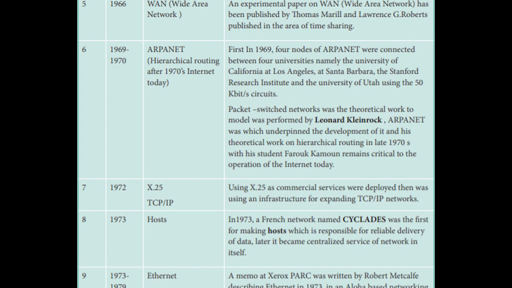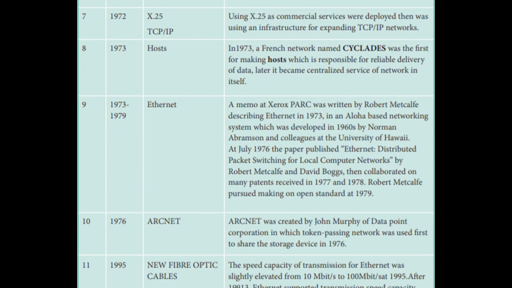Okay, the next method is TCP/IP. We all know TCP/IP means transmission control protocol or internet protocol, right? Here, this method is X.25. Okay, in the year 1972, this X.25 was deployed as a commercial service. Okay, then using this as an infrastructure for expanding the TCP/IP networks only, and then only we got the internet facilities and all, right?